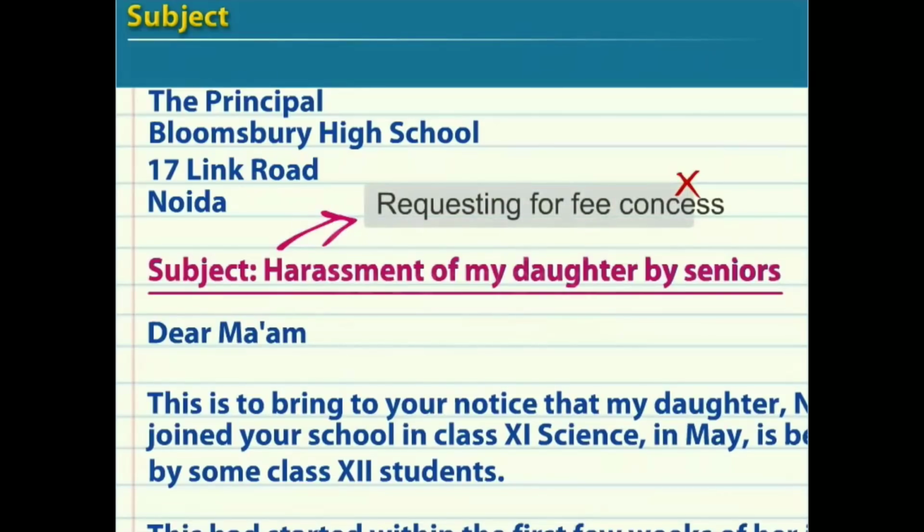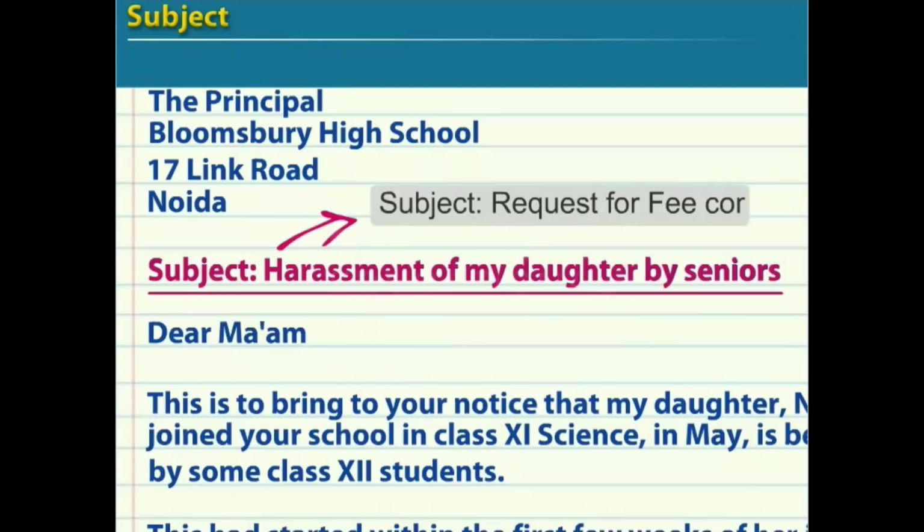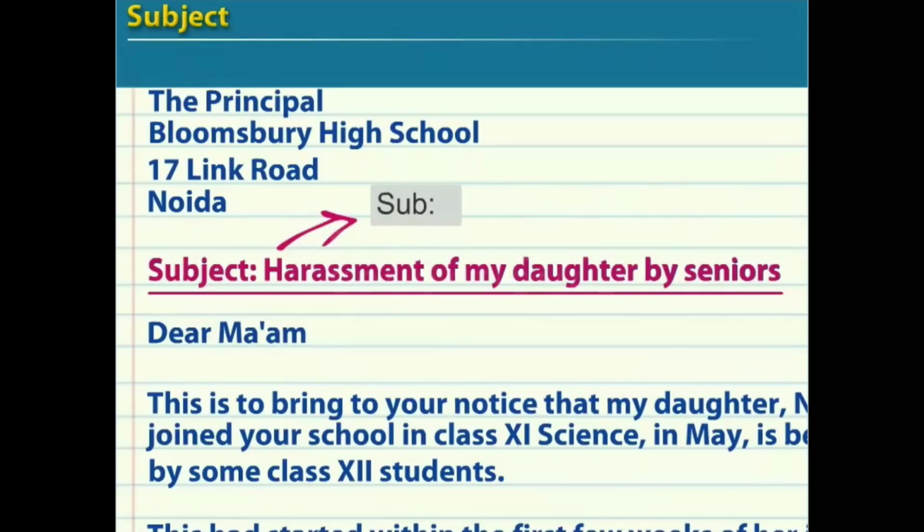It should be stated as subject, request for new bus route. Subject, bus route number 23. Subject, request for fee concession. You can also write the short form sub for subject or substitute subject with re.